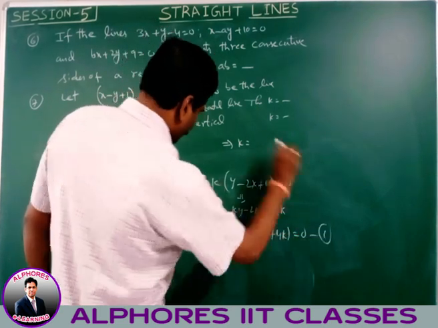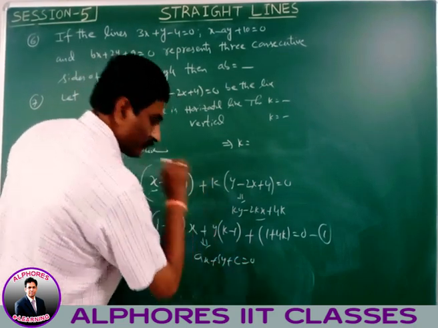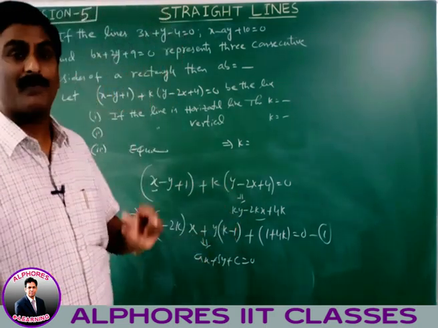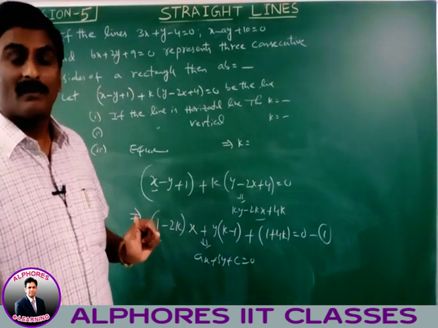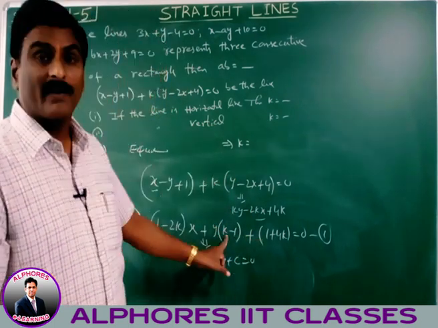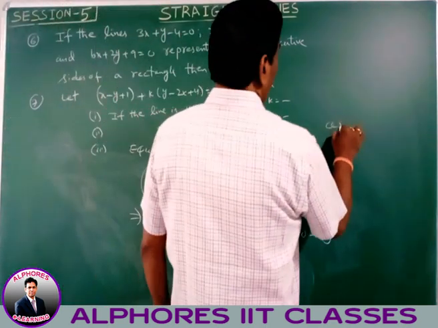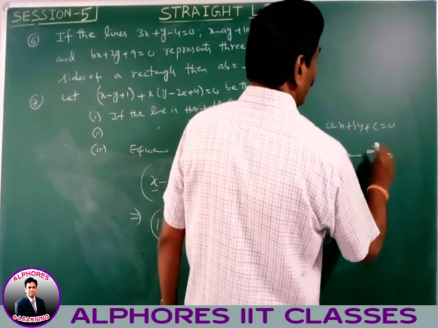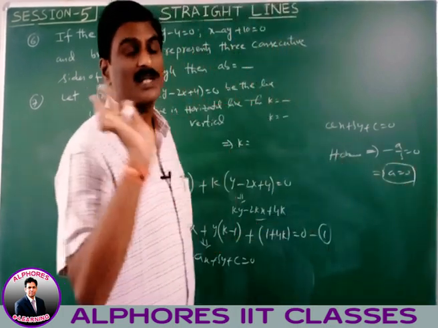Please observe this equation. It is in the form of ax plus by plus c is equal to 0, the standard form of the line. In the first case, the line is horizontal line. What is the condition? If the line is horizontal line, slope is 0. We find the slope and equate that value to 0, we get k. Or simply, if the line ax plus by plus c is equal to 0 is horizontal line, the slope minus a by b is equal to 0. That means a is equal to 0. Simply, x coefficient is equal to 0.